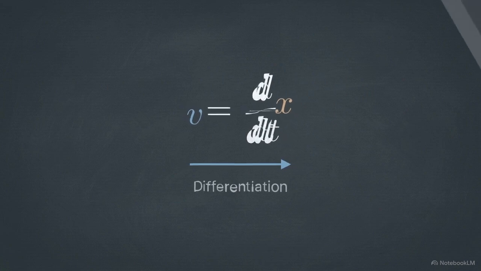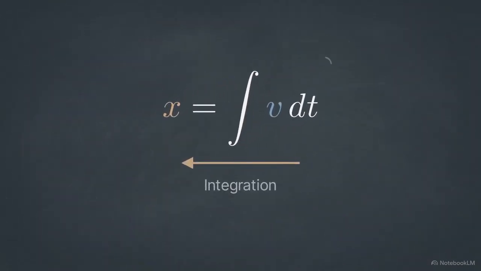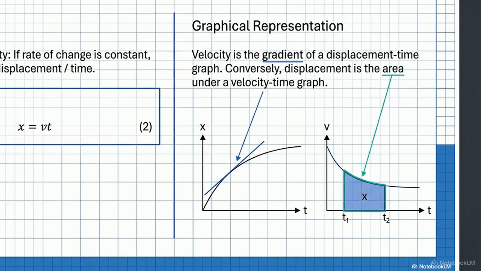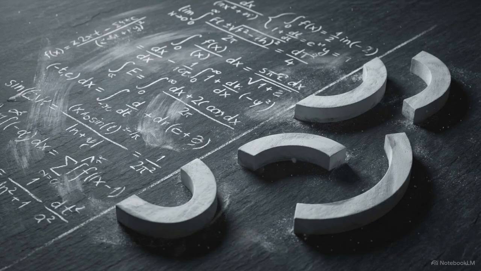This relationship is reversible. If velocity is the derivative of displacement, then displacement is the integral of velocity. In the velocity time graph on the right, displacement is the accumulated area under the curve between two specific points in time. Calculus and geometry function as two distinct ways to describe the same physical reality.